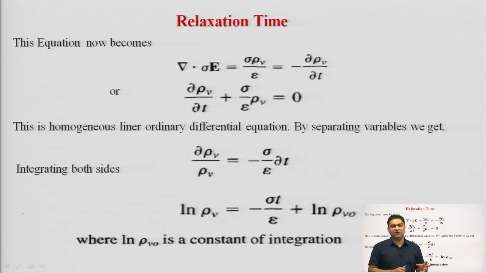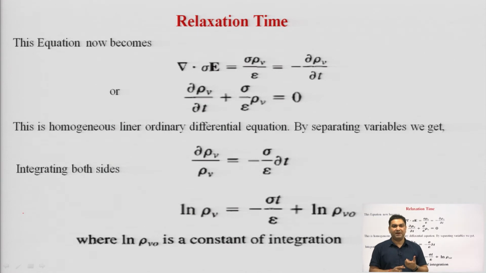Now, using both of these laws in the continuity equation, we can write del dot sigma E, where del dot J was written, replacing J as sigma E. Del dot sigma E is equal to sigma rho v upon epsilon, that is equal to minus del rho v upon del t, or we can also write del rho v upon del t plus sigma upon epsilon rho v is equal to 0. Directly we can write it.